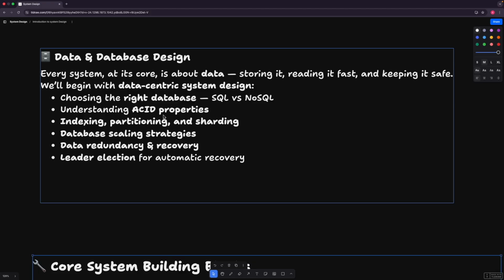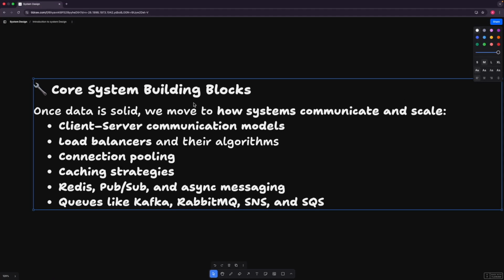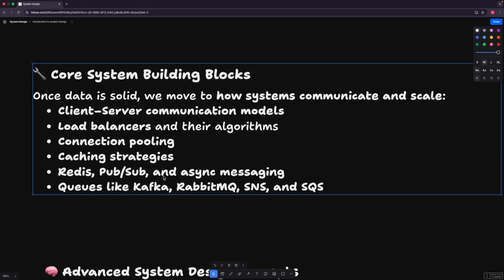Once we are good with the core of the system design, that is the database part, we'll move to the next part, the core system building blocks. In that, first of all, we'll start with client-server communication models. It may be gRPC or REST or anything else; if it is there, we'll be discussing that. Then we'll discuss load balancers and the different algorithms used in them. Then we'll discuss something that will make our system less frictional, that is connection pooling and caching strategies. In caching, we'll discuss what caching is and the different strategies, and then we'll discuss the communication system, both synchronous and asynchronous communication, using Kafka, RabbitMQ, SNS, and SQS.